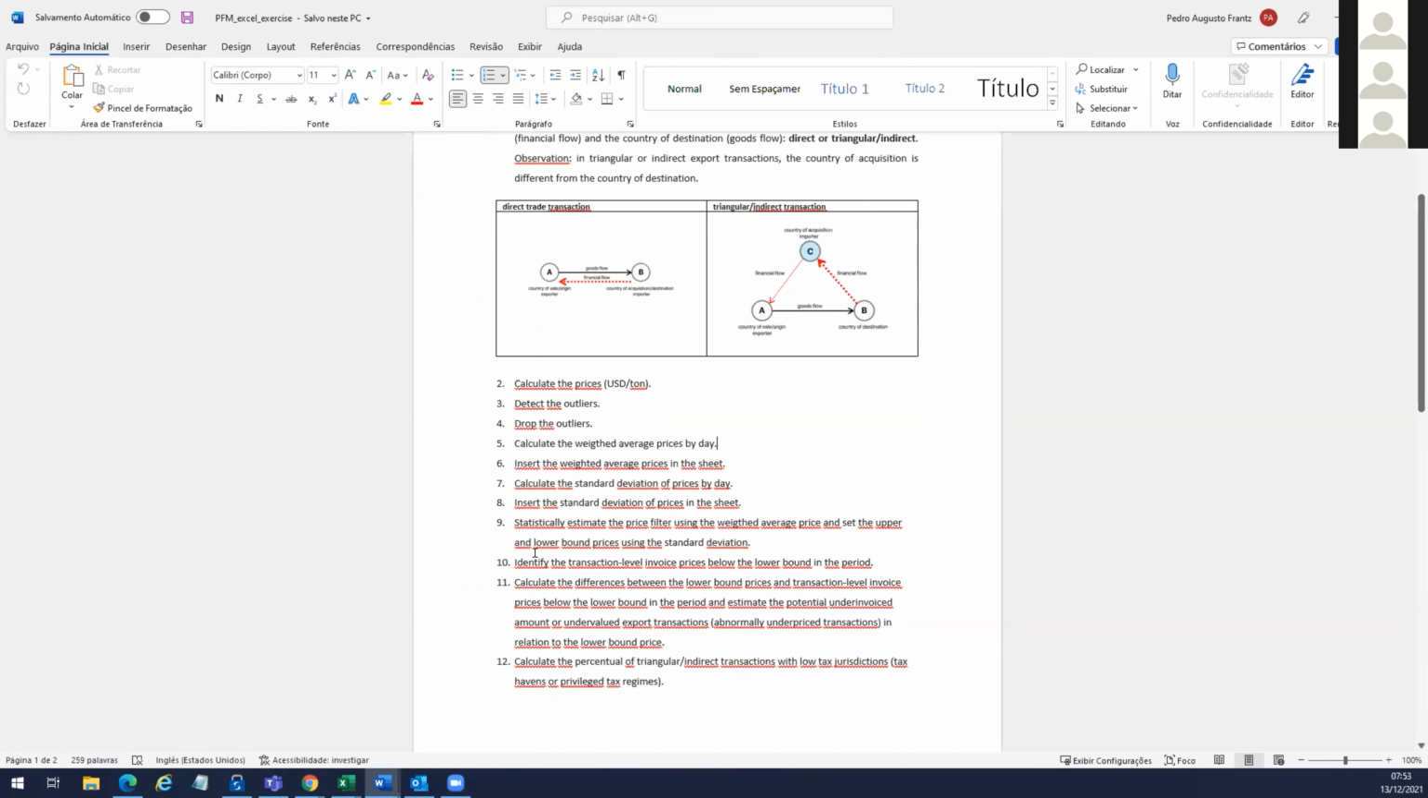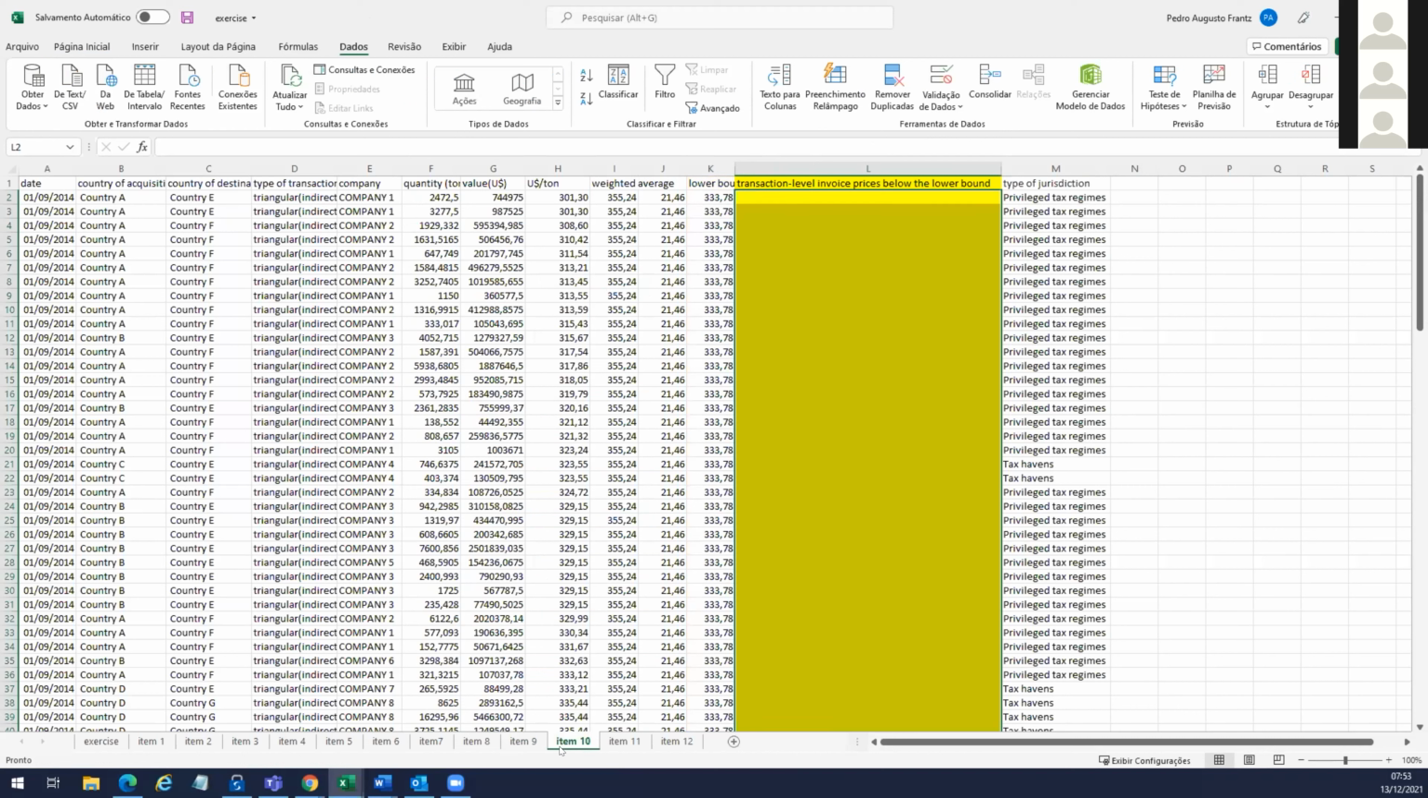Item 10, identify the transaction level invoice price below the lower bound in the period. Here, we ask you to verify if the price is below the lower bound prices. This is the price, the lower bound. If the price is below the lower bound, we ask you to put the price here. If not, put 0 here.